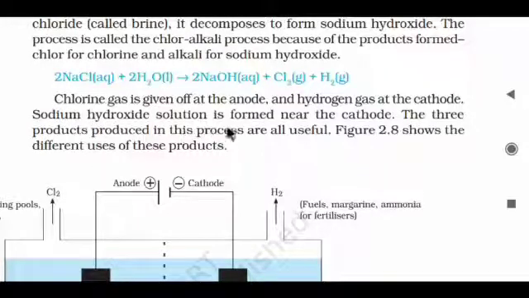Sodium hydroxide solution is formed near the cathode. Whatever we are talking about as NaOH solution, it will be formed not exactly on the cathode, but near the cathode. The three products produced in this process are all useful. It means from the reaction of these two components, we are getting three products: chlorine gas at the anode, hydrogen gas at the cathode, and NaOH near the cathode. And all three products are useful. Figure number 2.8 shows different uses of these products.